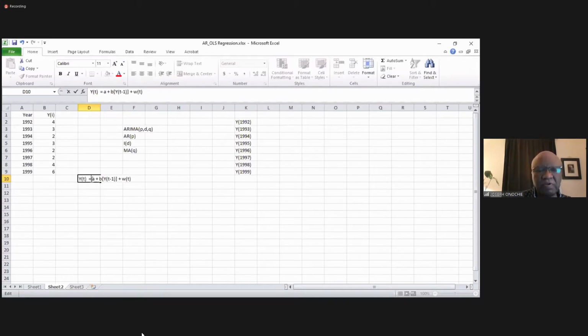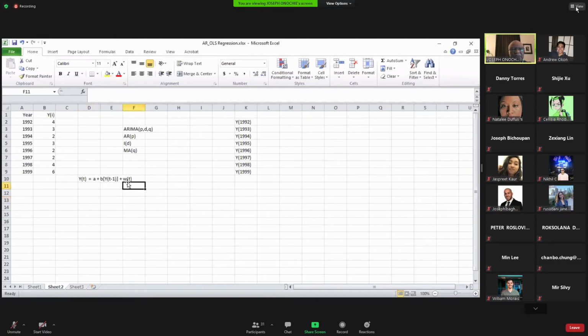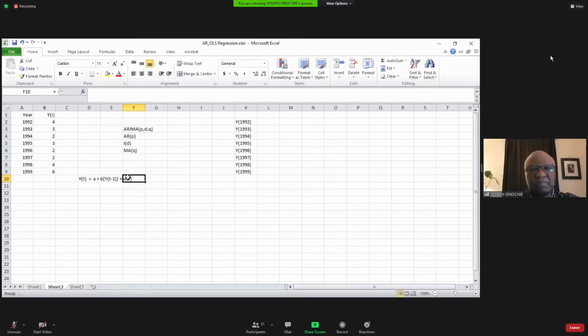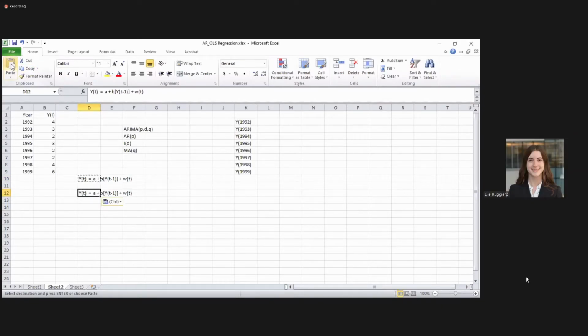So here we are saying that y at time t is equal to a plus b times y at t minus 1 plus w at time t. I'm saying that y today is equal to some constant plus b times y the previous month or the previous day or the previous year, plus this w t. And for autoregressive models, we assume this w t is white noise. Is everybody with me? Yep. Okay. Excellent.